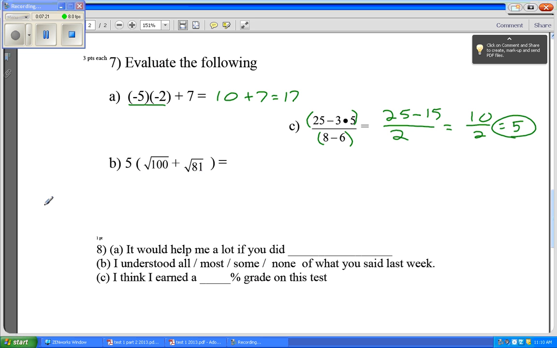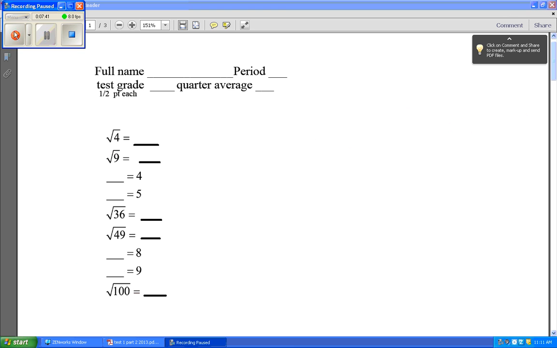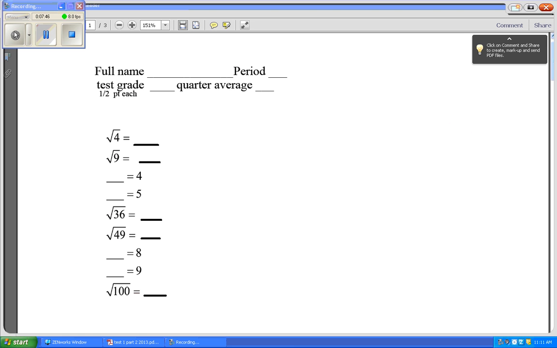It would help me a lot if you did what, Mr. Bryce? Gave more examples, gave more explanations, gave us more time to do group work, gave us more homework, gave us less homework. I understand almost some or none of what we did last week, and I think I earned a certain percent on the grade. Make sure you answer the question because it's worth 1 point. Okay, each one of these are worth ½ a point each.